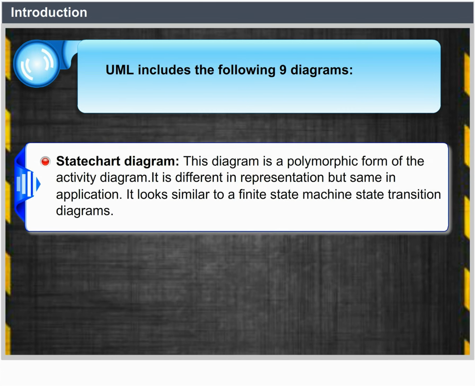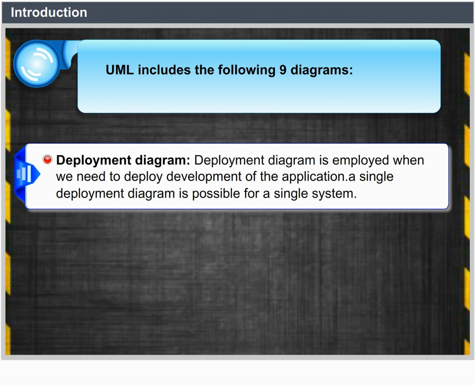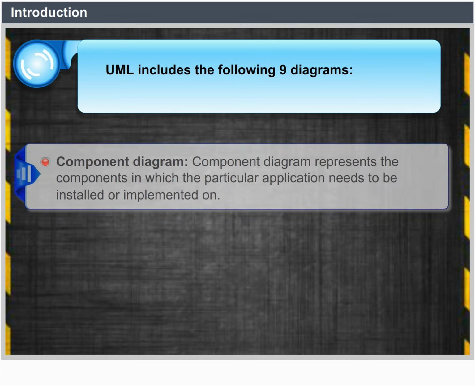State chart diagram. This diagram is a polymorphic form of the activity diagram. It is different in representation but same in application. It looks similar to a finite state machine state transition diagram. Deployment diagram. Deployment diagram is employed when we need to deploy development of the application. A single deployment diagram is possible for a single system.